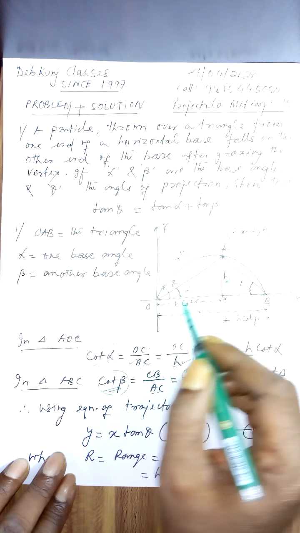That is equal to OC plus CB, and OC I just derived as h cot alpha, and CB I derived as h cot beta. These two are added here, so take h common. I am left with cot alpha plus cot beta.